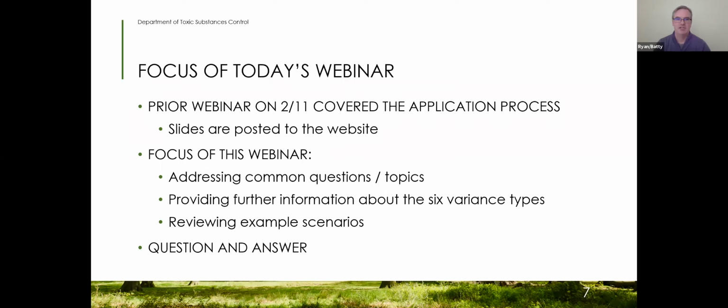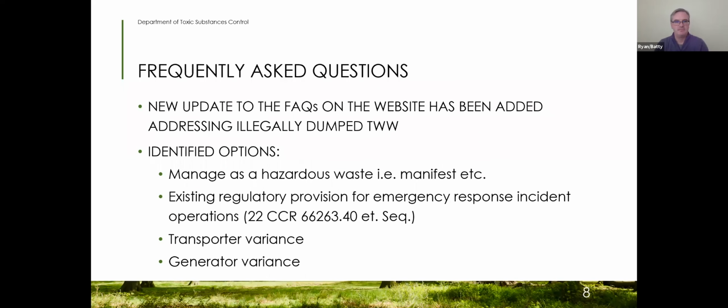One of the questions that we received, a lot of questions, was regarding illegally dumped treated wood waste. And as we indicated at the last webinar, we have developed a FAQ response regarding illegally dumped treated wood, and that is going to be live on our website this afternoon. I'm just going to briefly discuss what that FAQ indicates, but you should go and take a look at that. It contains more detailed information, but essentially options for a governmental agency that is responding to illegally dumped treated wood waste.